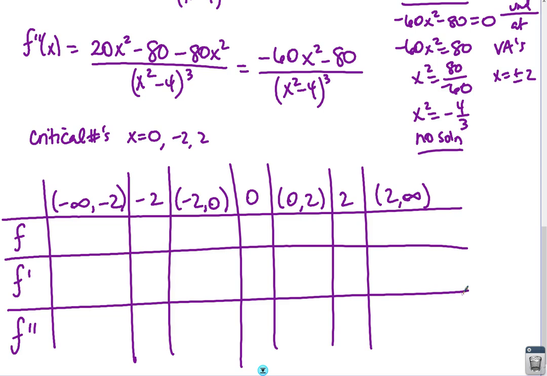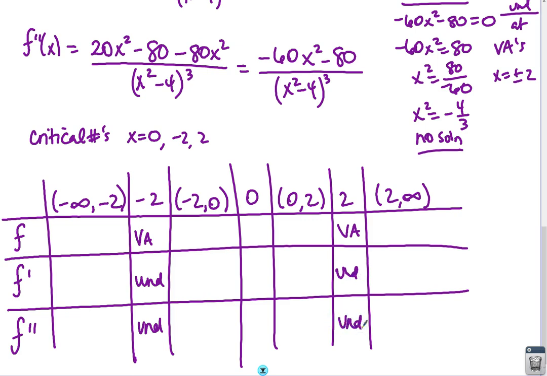Okay, so the things that I know so far, at negative 2, this was a vertical asymptote. So that means this was undefined here and undefined here. I also know that was the same thing at positive 2, a vertical asymptote, so undefined and undefined.